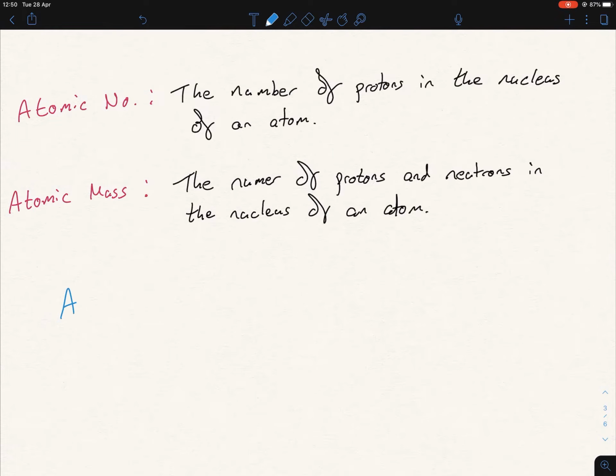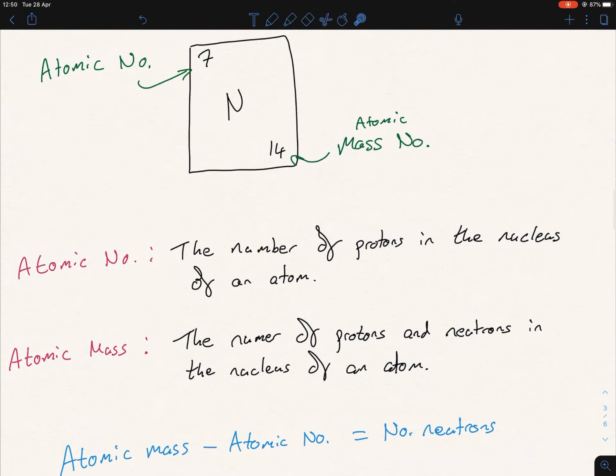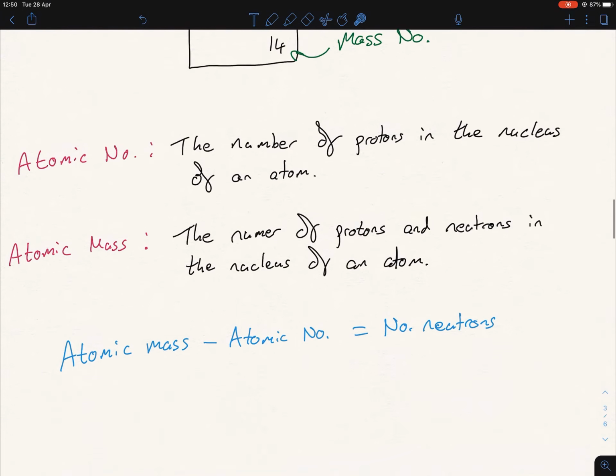So the atomic mass minus the atomic number, this is a formula you have to learn off, guys. So minus atomic number equals the number of neutrons. If I take 7 from 14, I'm left with 7 neutrons, which makes sense because we already knew that there were 7 protons, and so the remainder of the 14 has to be the neutrons, which is also 7.